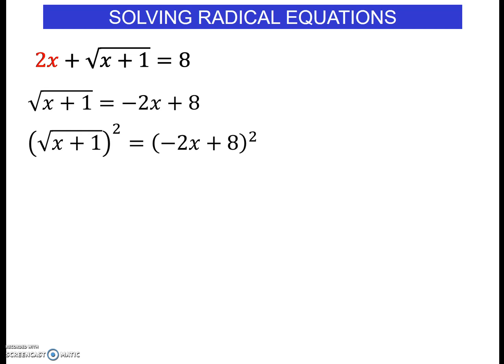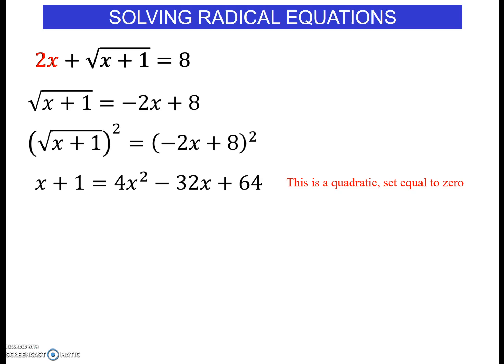So when I go to square this to undo that square root there, the only thing is we're going to have to FOIL the right-hand side. So square root of x plus 1 squared is just x plus 1. But on the right, when we FOIL it out, we end up with 4x squared minus 32x plus 64. So keep in mind, we end up with a quadratic here. So that means we have to get this to set equal to 0, and then we're going to factor.